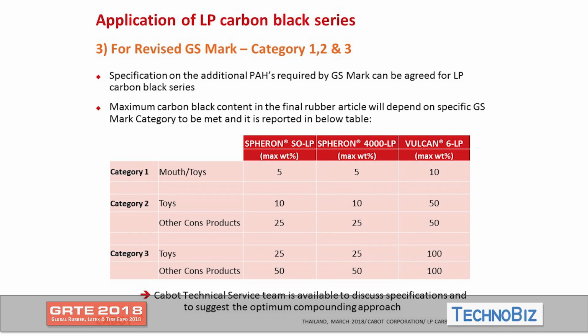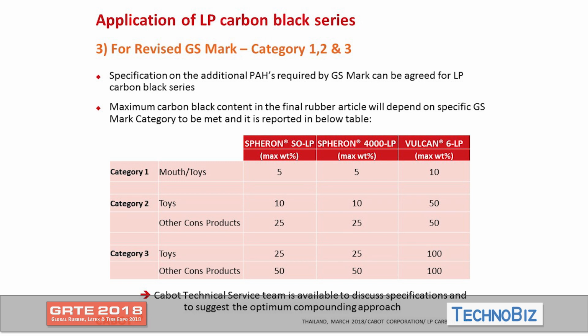In category 2, it's almost double. So here for toys it's 10% for these two grades and 50% for the Vulcan 6. Other contents is 25, 50. And for category 3, again, for the SPSO, LP, and SP4000, 25, 50. And for Vulcan 6, because the PAH content for this grade is even lower than the rest of these two, you can add it to 100%.